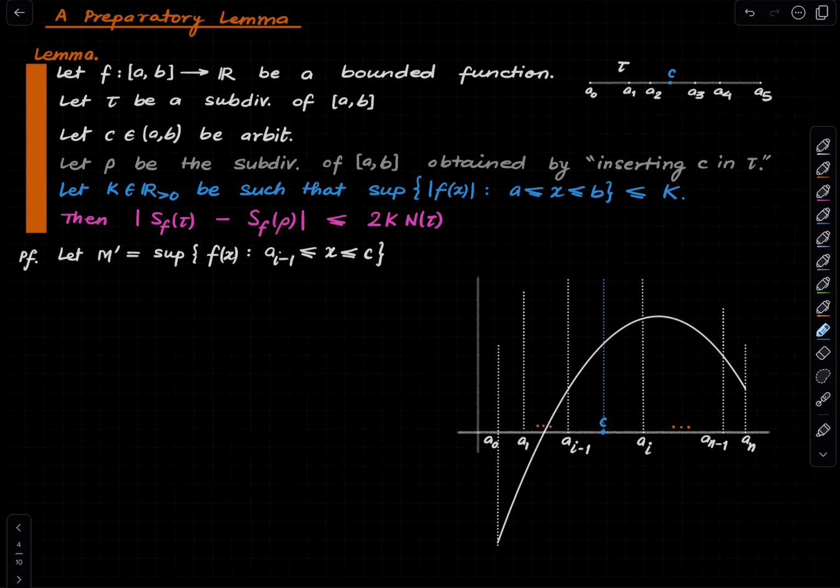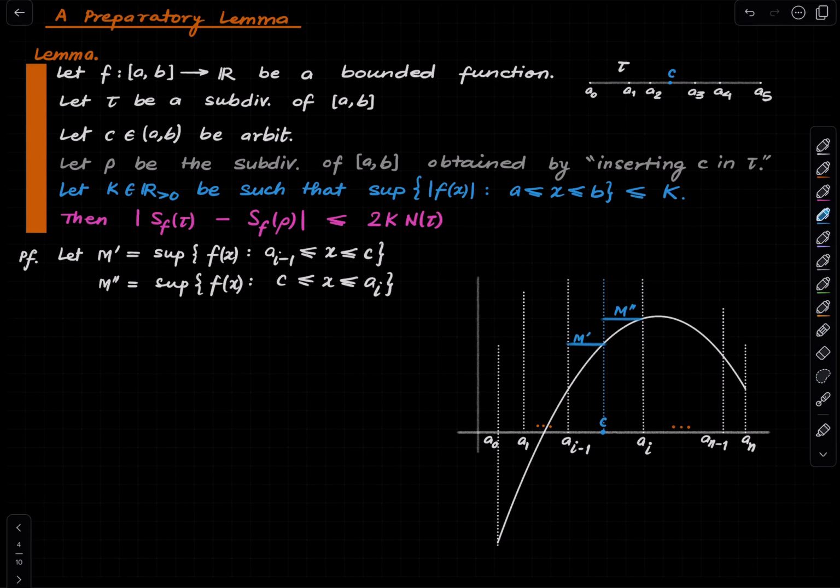So the height of this point, because in this region, the supremum of the function is this value. So this height is m prime. And what is m double prime? M double prime is defined as the supremum of the values of the function in this part, c less than or equal to x less than or equal to a_i. So that is this value. Okay.